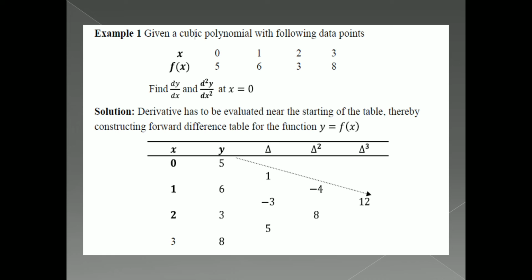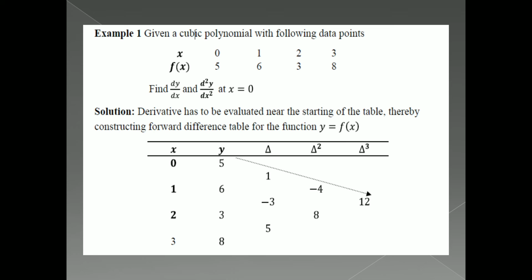So here we use Newton's forward interpolation formula for the derivatives of the function. The solution is given by, first we have to construct a table like this. In the first column we take the value of x, in the second column we take the value of y. Then take the forward differences. First order forward difference is denoted by delta, second order forward difference is denoted by delta square, third order forward difference is denoted by delta cube.